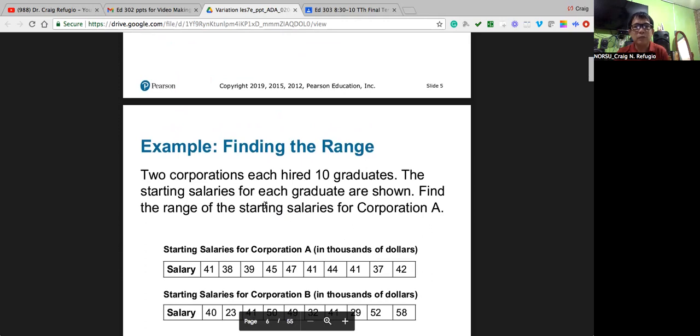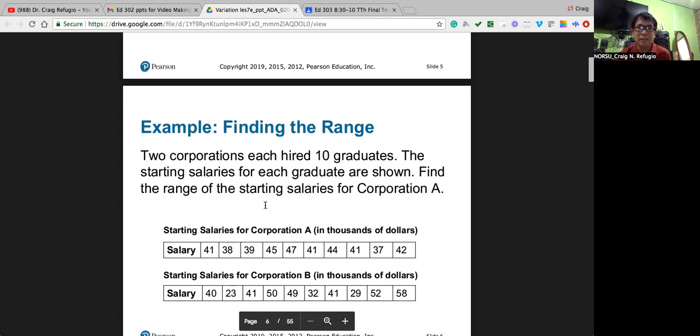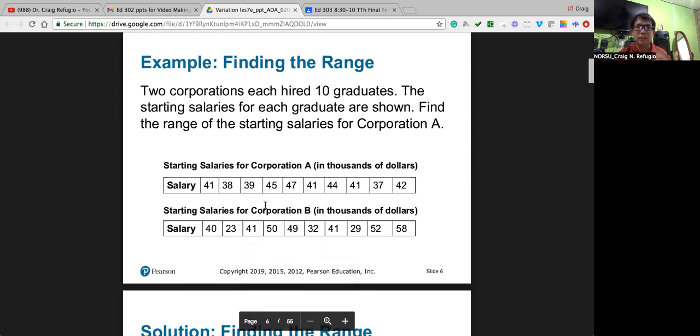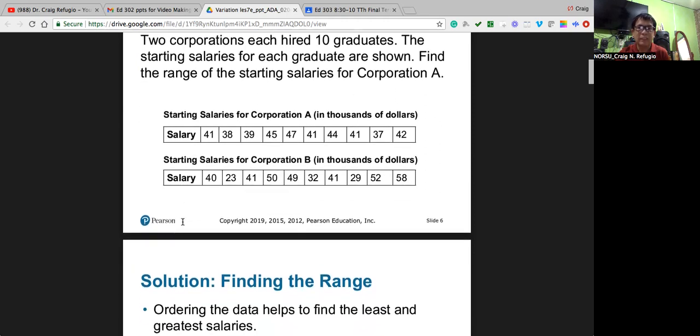Finding the range. Two corporations each hired 10 graduates. The starting salaries for each graduate are shown. Find the range of the starting salaries for Corporation A. So the starting salaries for Corporation A in thousands of dollars: 41, 38, 39, and so forth, up to 42. And then the starting salaries for Corporation B in thousands of dollars: 40, 23, 41, 50, 49, 32, 41, up to 50.